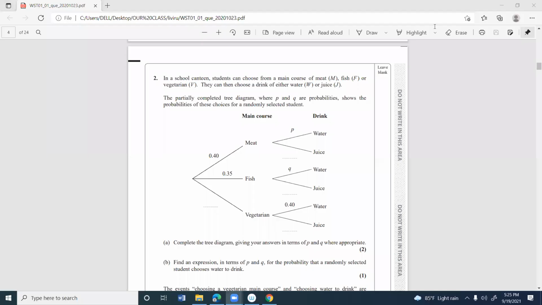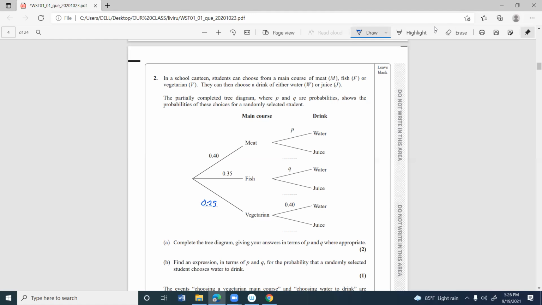In a school canteen, the student can choose from a main course of meat, fish, or vegetarian. They can choose the drink with either water or juice. The partially completed Venn diagram, with p and q, shows the probabilities of the choices of a randomly selected student. These are the facts they have given, so we need to fill in these facts. Initially I'll start from the first part. If you add them together, that is equivalent to 1. So if it is 0.75, this should be 0.25.